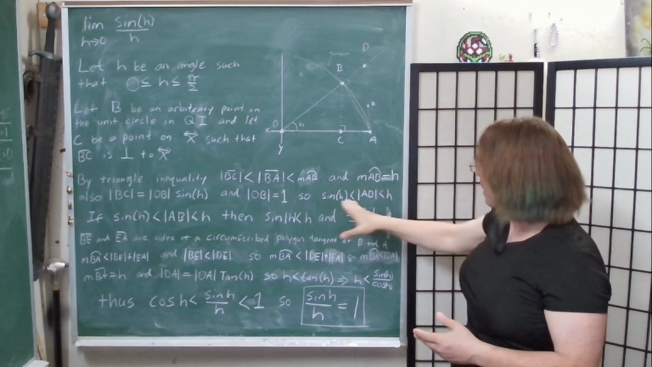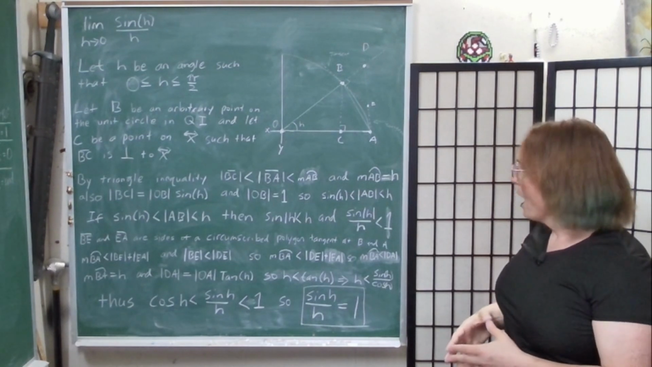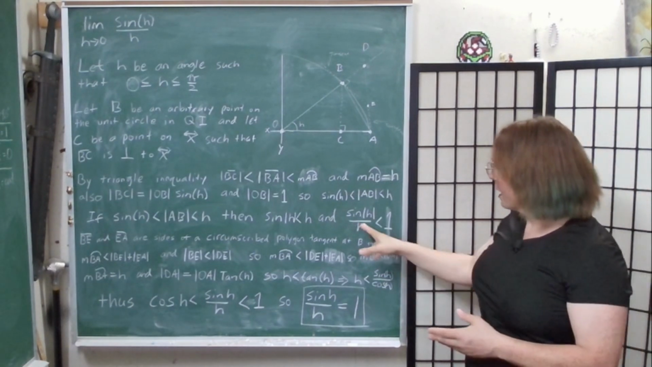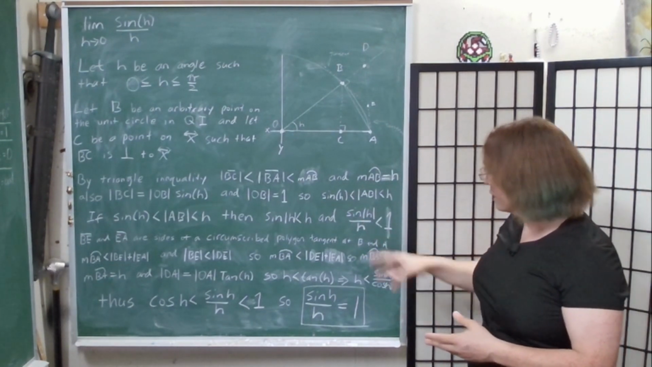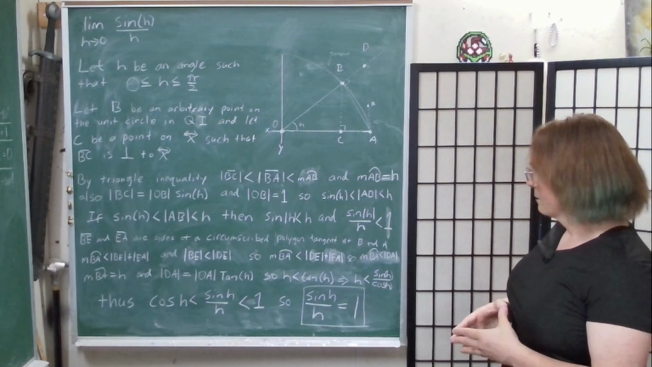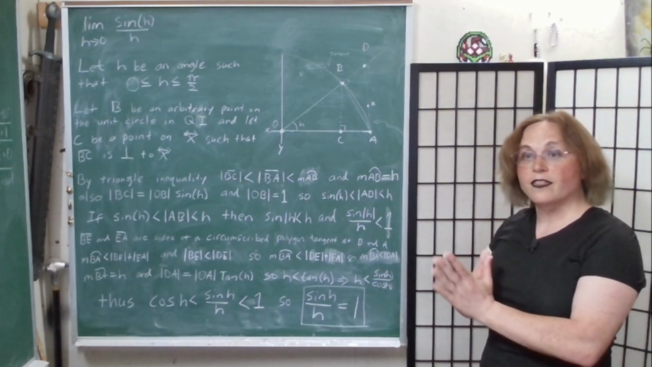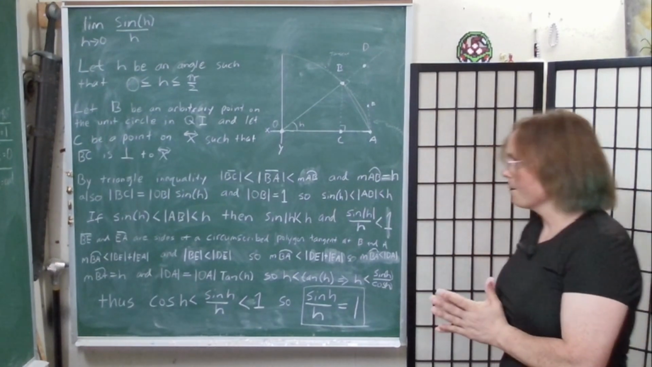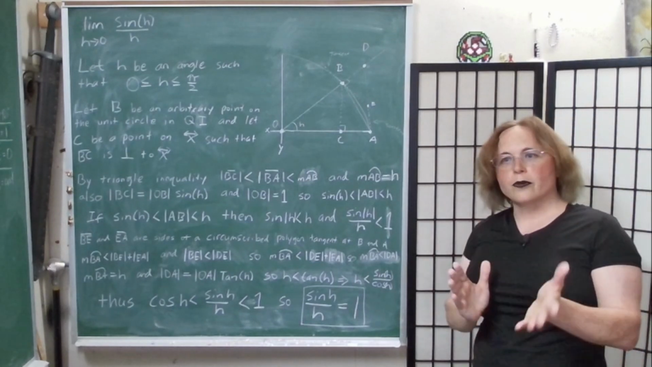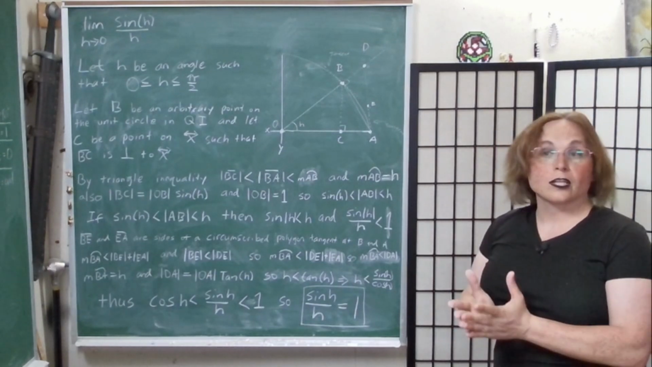So all we're saying is that the sine of h is less than h, and then we use a little bit of algebra to tell us that the sine of h divided by h is less than 1. That's going to be our first limit. That's our upper limit, okay? So now we need to get our lower limit. And for this one, we need to get a little bit clever.